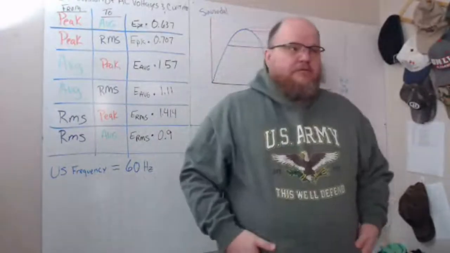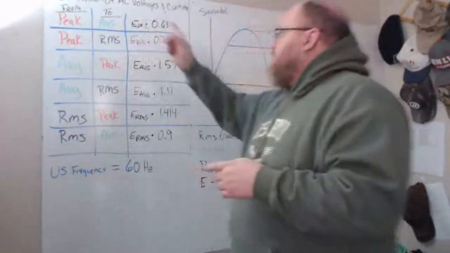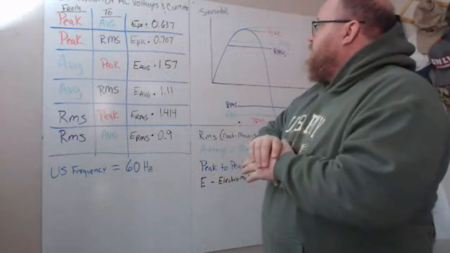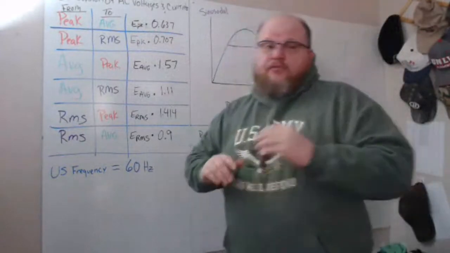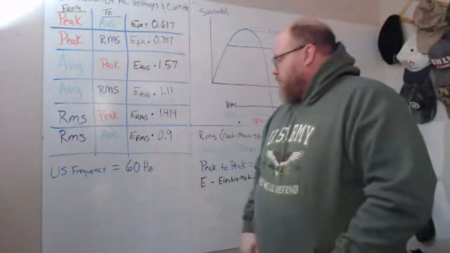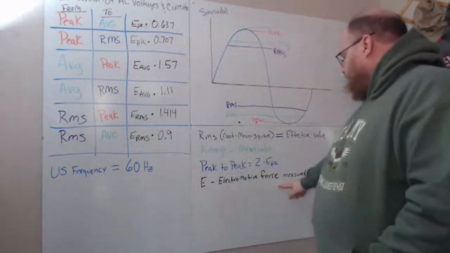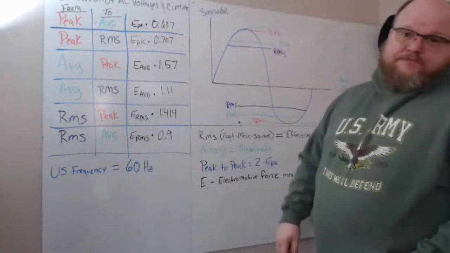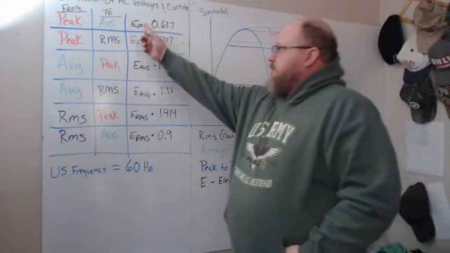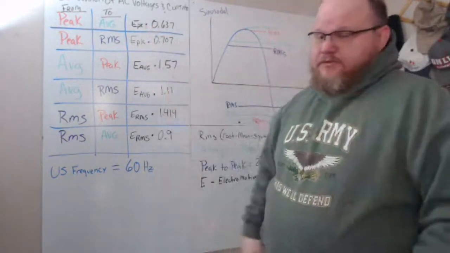All right, hello everybody. We're going to go over conversion of AC voltages and current values. For my example, I'm only going to be using voltage. E is electromotive force measured in volts. So in this case, every place I have E, it means we're talking about volts.